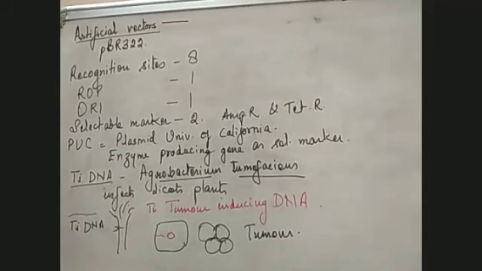So this TIDNA, which is tumor inducing DNA, has been used for transferring our gene of interest and making multiple copies of it. So another artificial vector which is used is this TIDNA, or tumor inducing DNA, which is used to transfer our gene of interest and to make multiple copies of it.